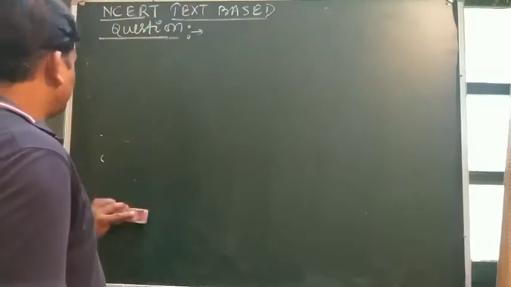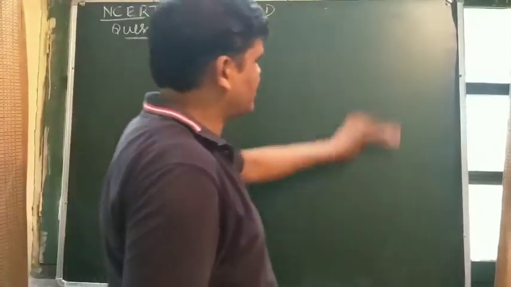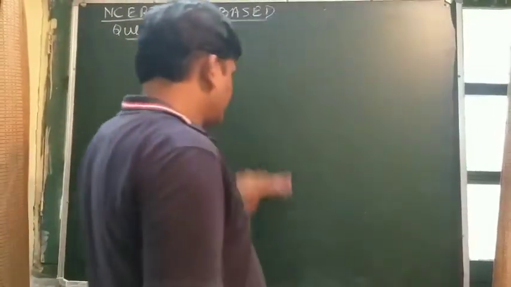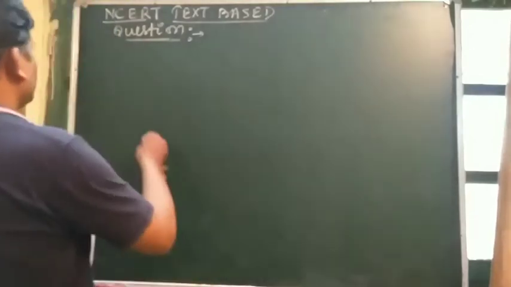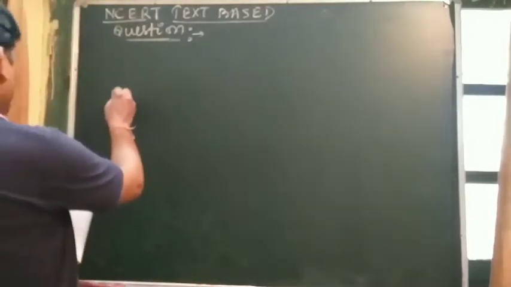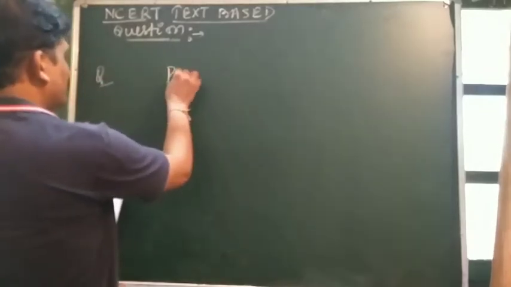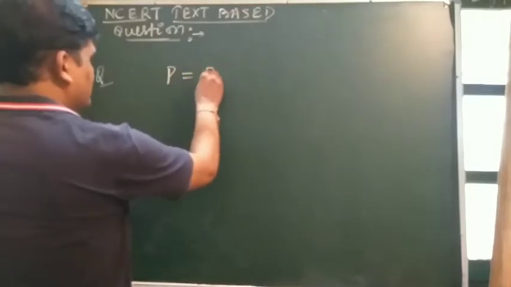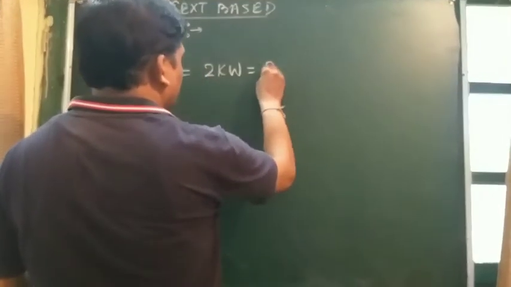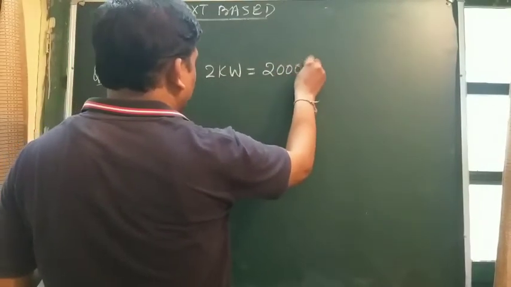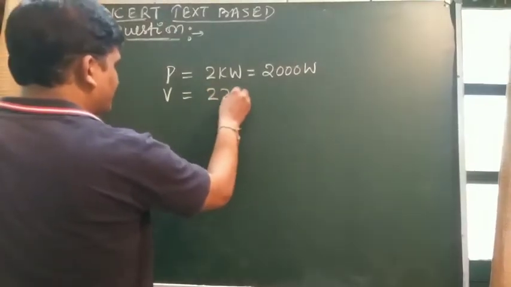So student, the current rating of the circuit is 5 ampere, and the power of the oven is 2 kilowatt, which is operated at 220 volts. So first of all, the power of the oven is 2 kilowatt, which can be converted into 2000 watt, and the voltage given is 220 volt.